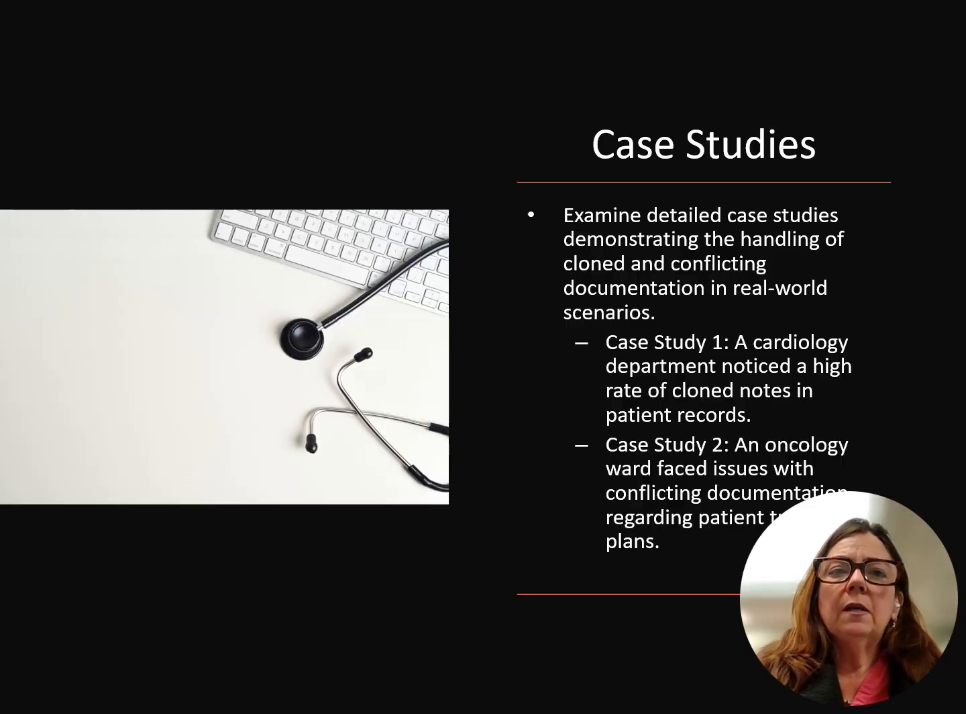Looking at a couple of case studies, in the first one, a cardiology department noticed a high rate of cloned notes in patient records. By implementing targeted audits and feedback sessions, they reduced cloned entries significantly, improving the specificity and reliability of patient records. And in the second case study, an oncology ward faced issues with conflicting documentation regarding patient treatment plans. Through the introduction of multidisciplinary team meetings for case reviews, the ward enhanced the coherence of treatment documentation and thus reduced errors and improved patient care continuity.